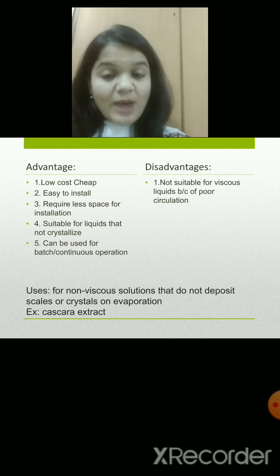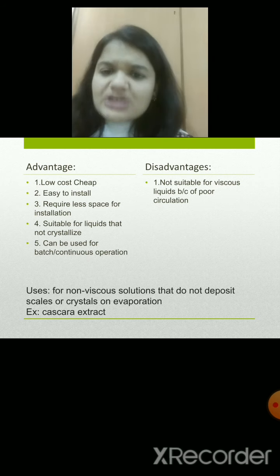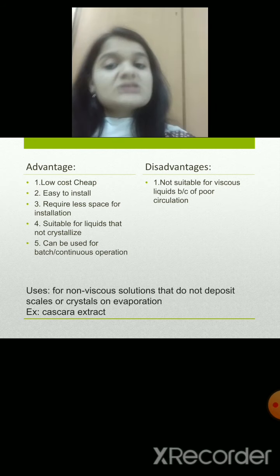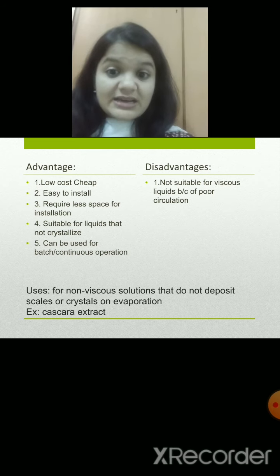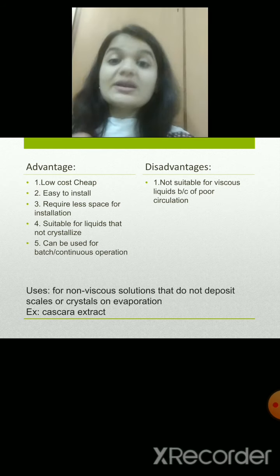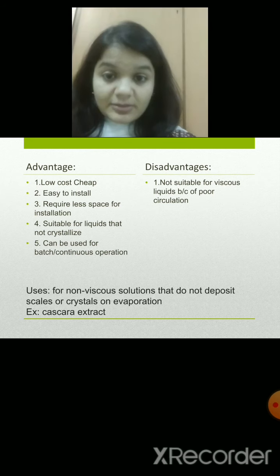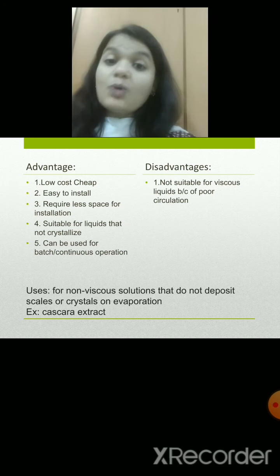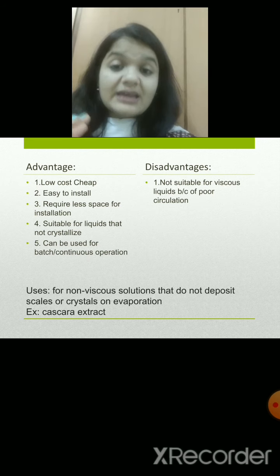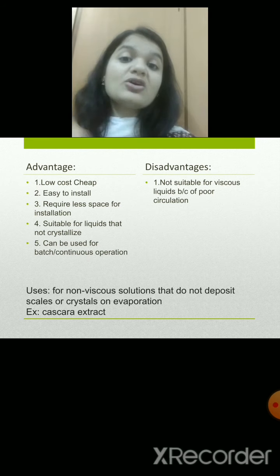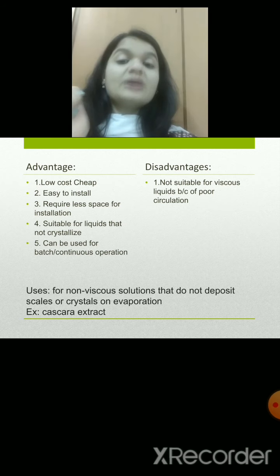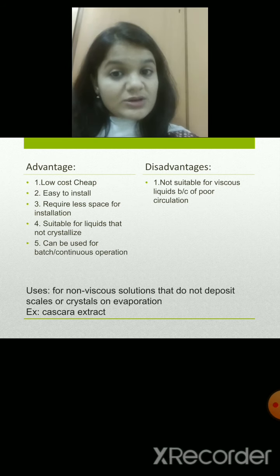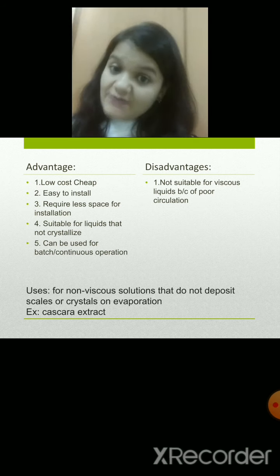Now, the major advantages are that it is low cost or cheap, easy to install, requires less space for installation, suitable for liquid that cannot be crystallized, and can be used for both batch as well as continuous operations. But the major disadvantage of this is it is not suitable for viscous liquid. The major reason for it is it has poor circulation. You cannot get continuous circulation, right? Now, uses: it is used for non-viscous solutions that do not deposit scales or crystals on evaporation.